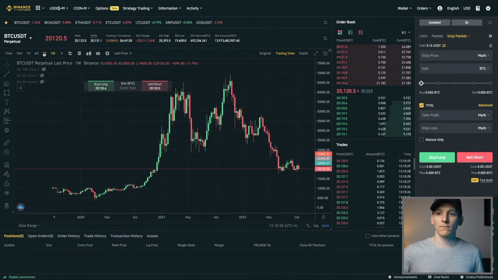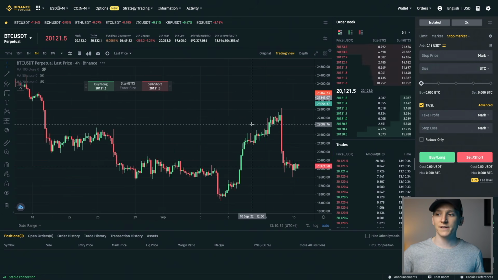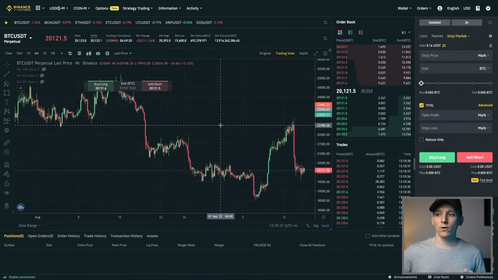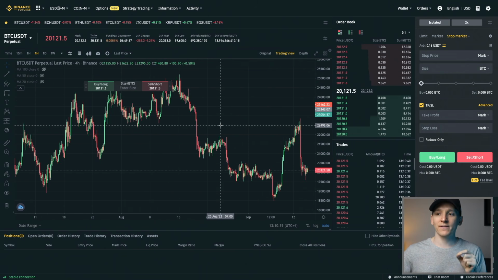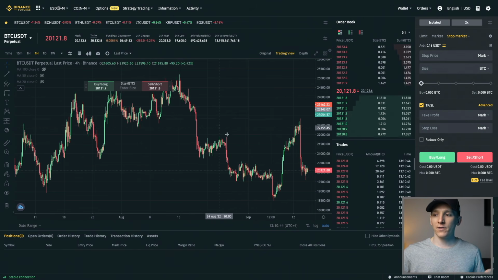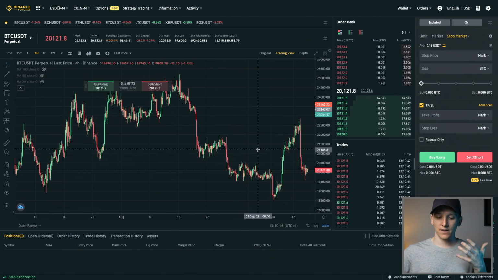So we can go down to something like the 4 hour. The 1 week is not good for us if we want to day trade. We can go down to the 4 hour. And then we'll just reset the chart. And as you can see now, I've got a lot more information. Now, each of these candlesticks represents a 4 hour time period. And then after that 4 hours is up, the next candlestick prints.